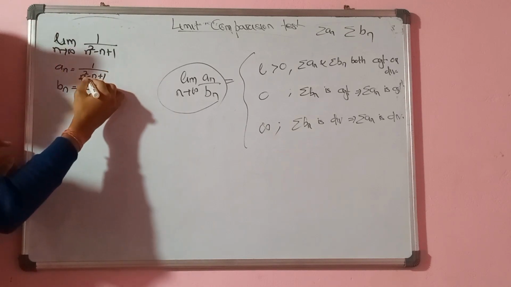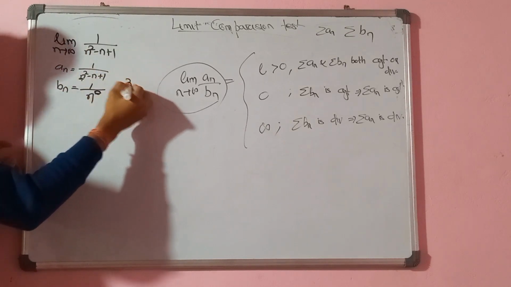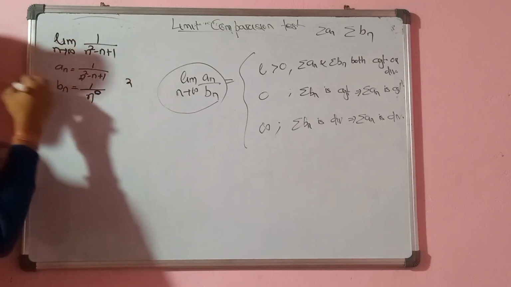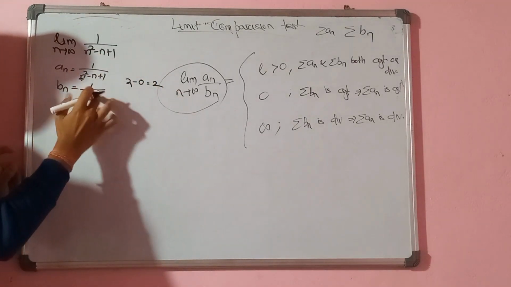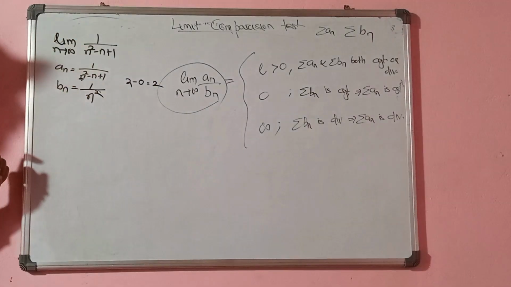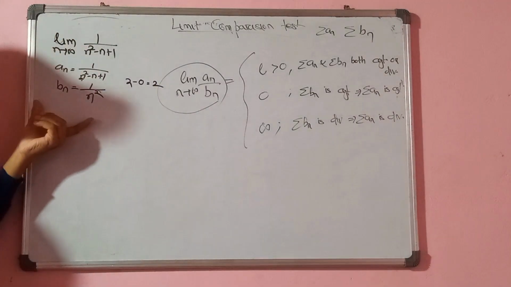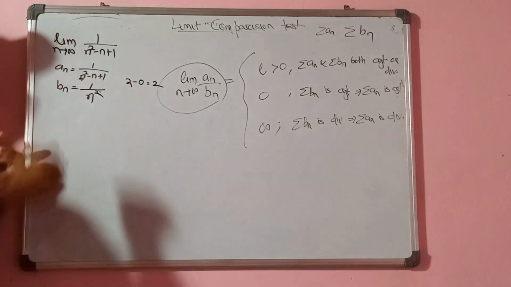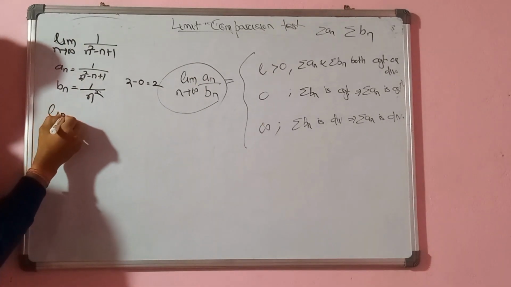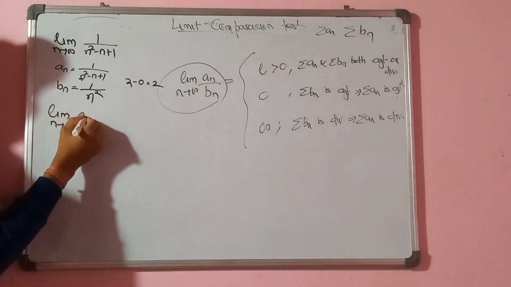So what is the highest power of n in the denominator? It is 2. What is the highest power of n in the numerator? It is 0. So the difference is 2. So you have to take Bn as 1 by n square. Clear? It is not any rule, but in most cases you have to take it like this. So just find the limit as n tends to infinity of An by Bn.